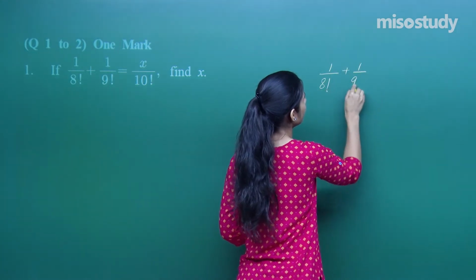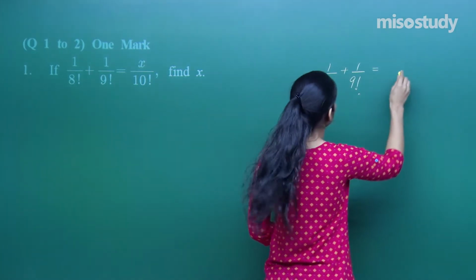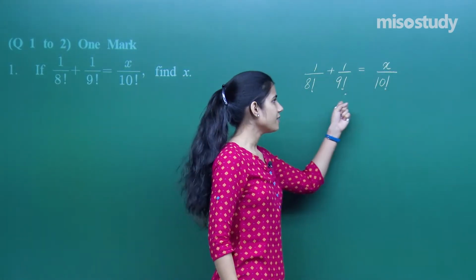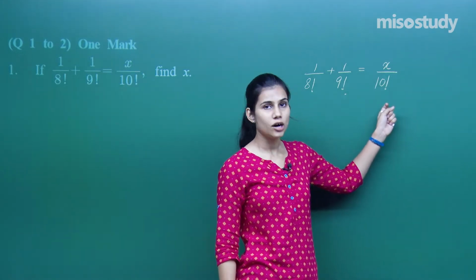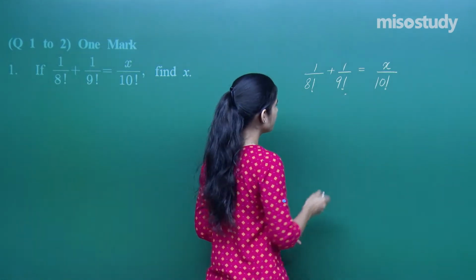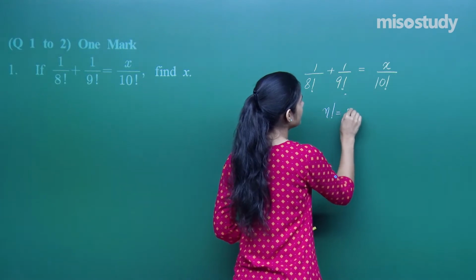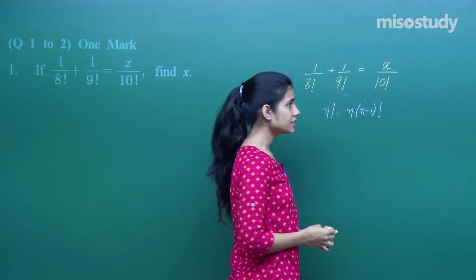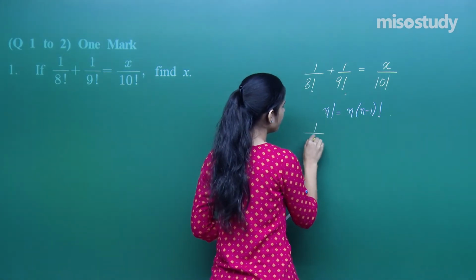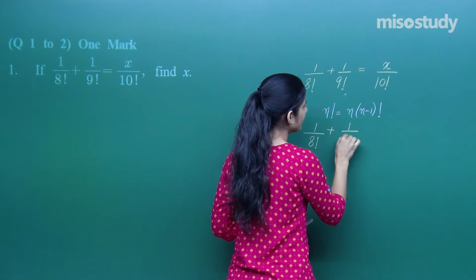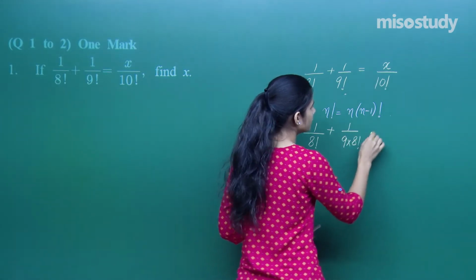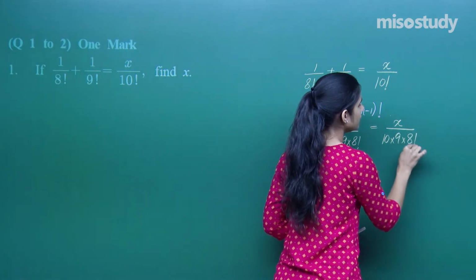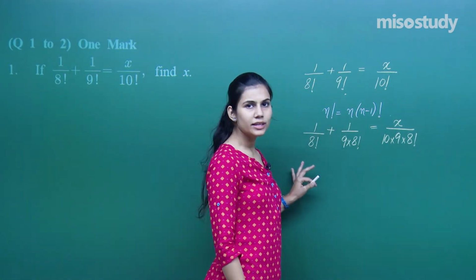So, if 1 upon 8 factorial plus 1 upon 9 factorial is x upon 10 factorial, somehow I need to connect these 3 factorials given to me, and I already know how to do that. If you remember, n factorial can be written as n into n minus 1 factorial, right? Therefore, if I keep 8 factorial as it is and I write 9 factorial as 9 into 8 factorial and 10 factorial as 10 into 9 into 8 factorial, I can see throughout 8 factorial can come out common.